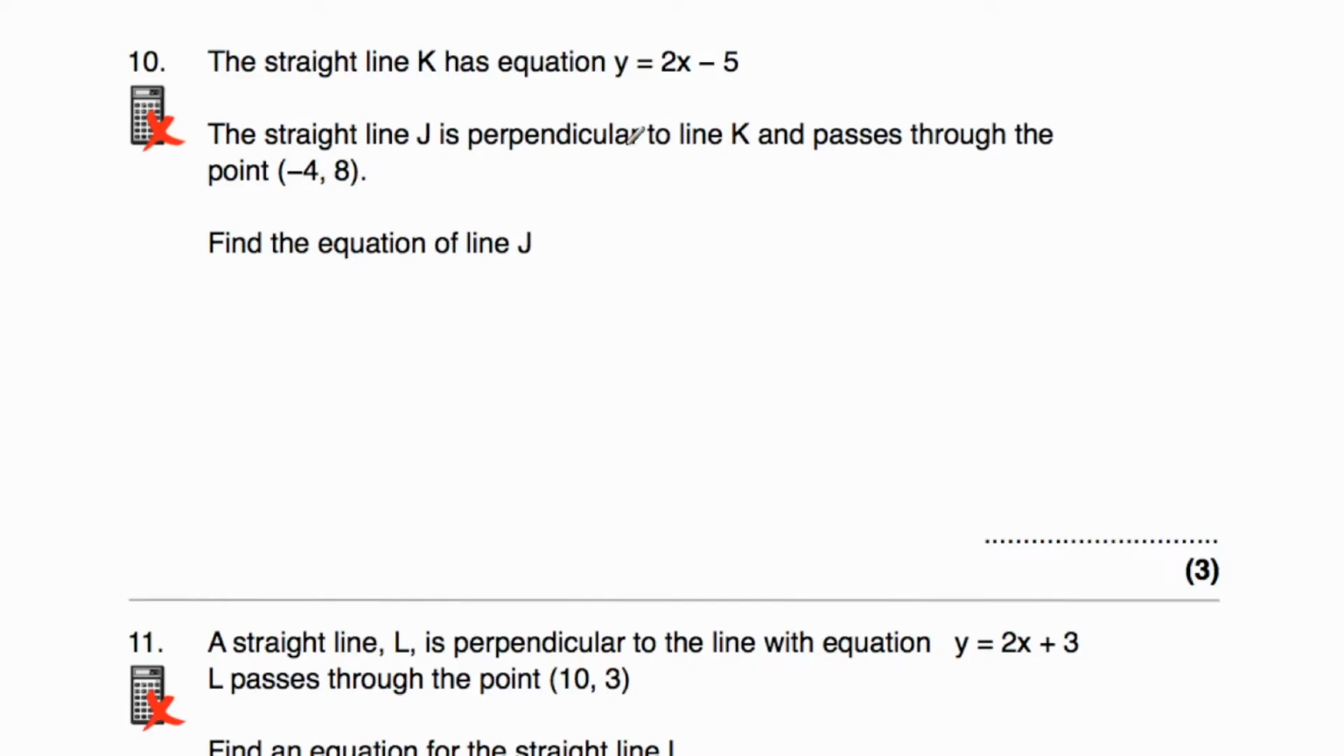So it's perpendicular to K and passes through this point. Find the equation of line J. So it's a straight line, so it's going to be in the form y equals mx plus c. And we need to find its gradient, and we need to find where it crosses the y-axis. So let's start off with its gradient.